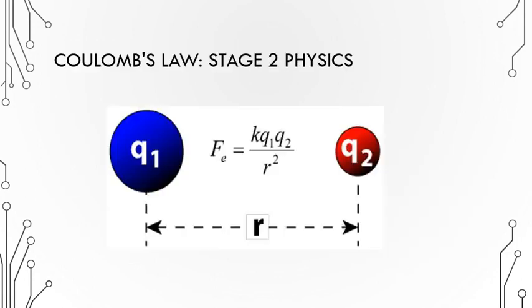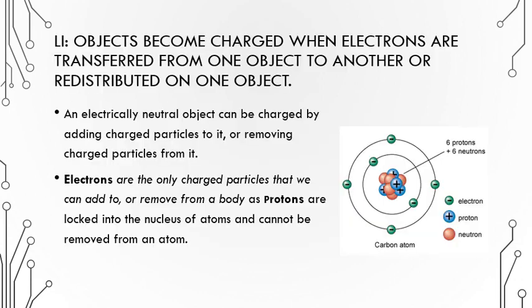Now, if you do physics at stage 2 level, you're going to look at quantifying the force between two charges. This is called Coulomb's law. We won't do it this semester, but if you do stage 2 physics, we will look at it. Basically, the force between them is directly proportional to the product of the two charges, and it's inversely proportional to the distance between the two charges. But that is stage 2 level physics.